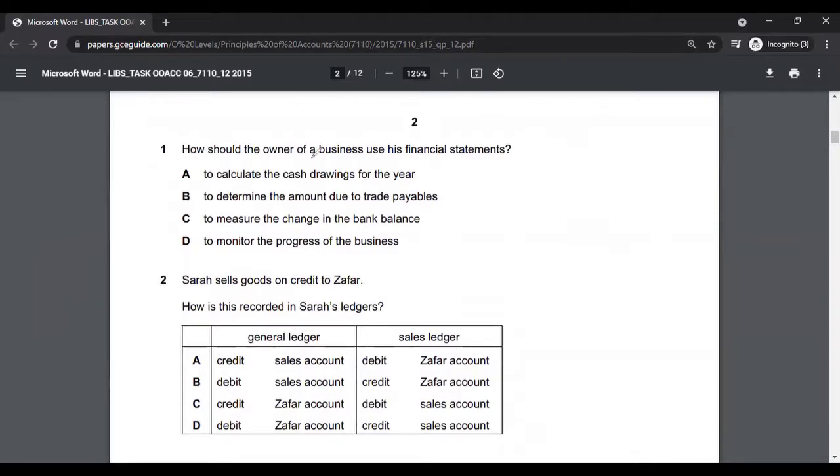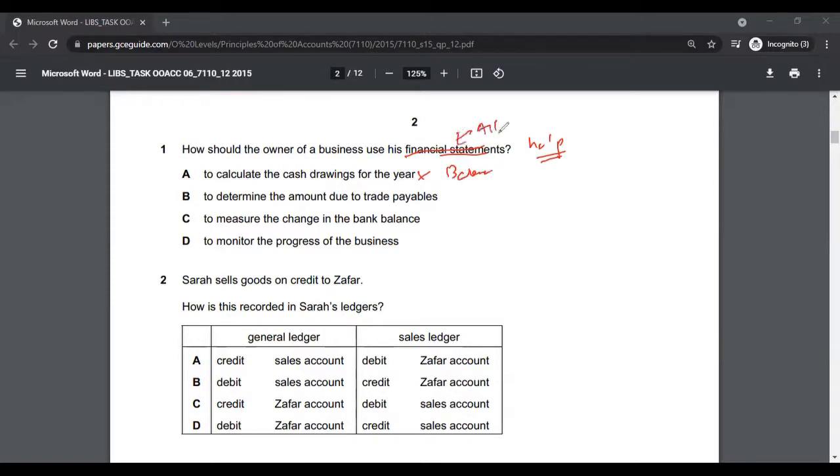Multiple choice 1, how should the owner of a business use his financial statements? So this is basically asking how financial statements will help a business owner. Option A, to calculate the cash drawings for the year, not really, because in multiple choice, you have to look for the best option. The balance sheet can tell you what the drawings are, but it's talking about all financial statements. So you have to look for an option which tells you how the overall financial statements will help the business owner.